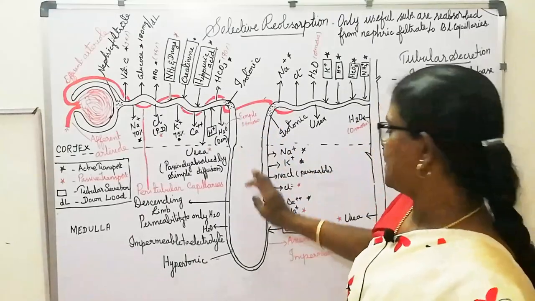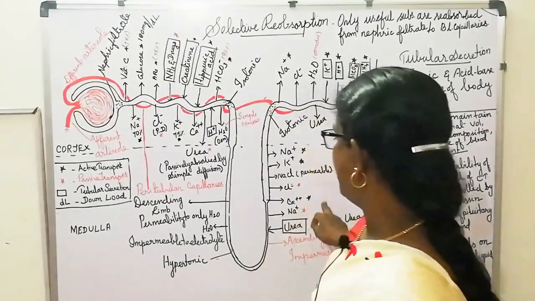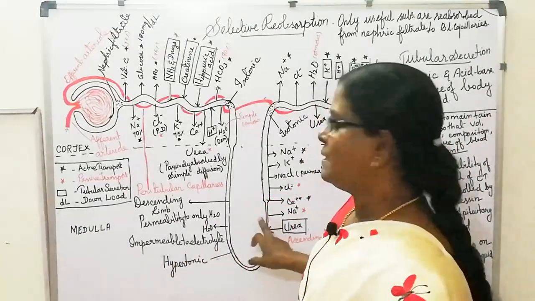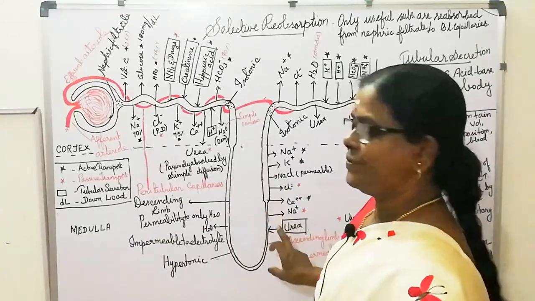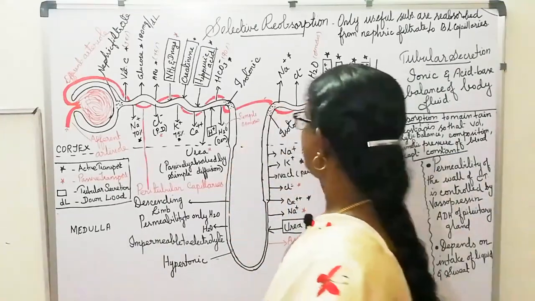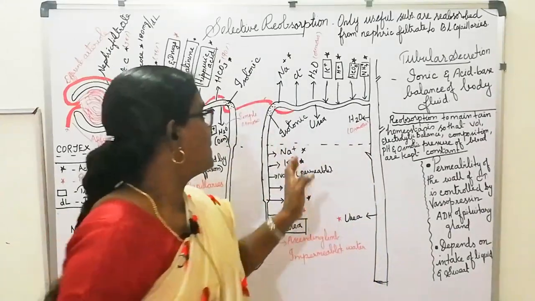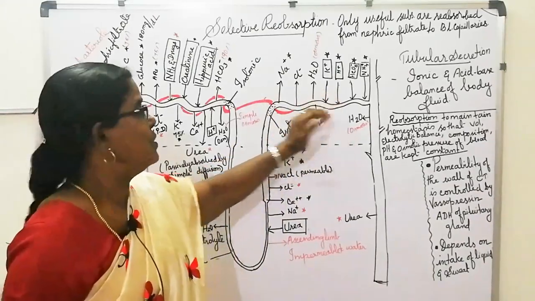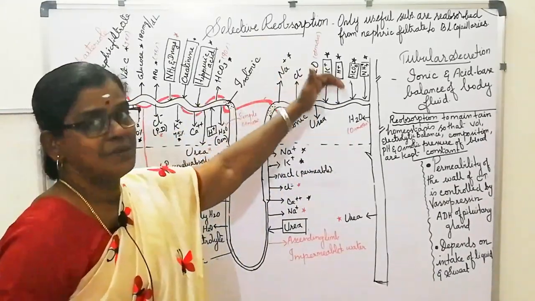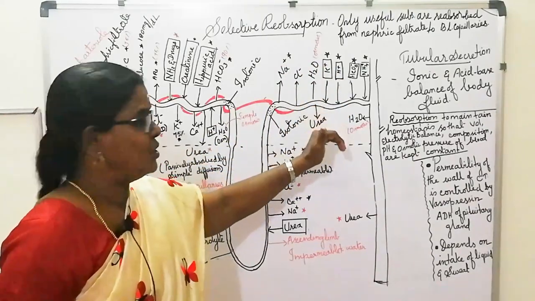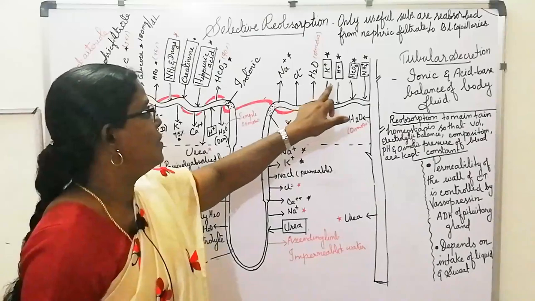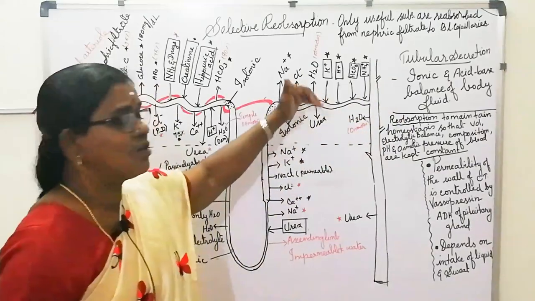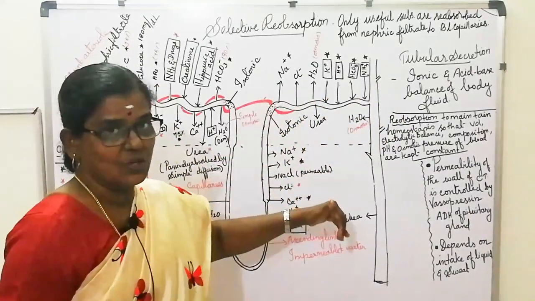Okay, in the Henle loop, that is the ascending limb of the Henle loop, urea is secreted into the thin segment of the ascending limb. Then it is passing to the distal convoluted tubule. In the distal convoluted tubule, we have already seen the sodium and potassium pump. Sodium is reabsorbed, potassium is secreted into the distal convoluted tubule. Here you see potassium, hydrogen ion, bicarbonate and ammonia. These are all secreted into the distal convoluted tubule.